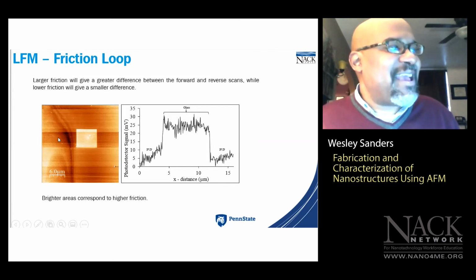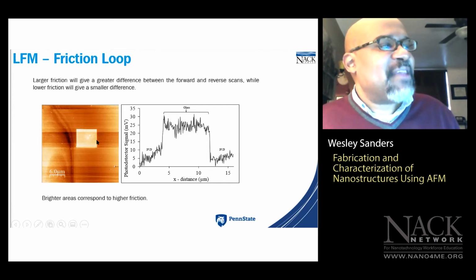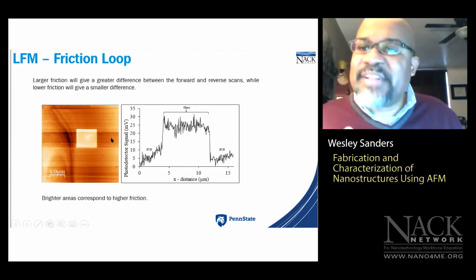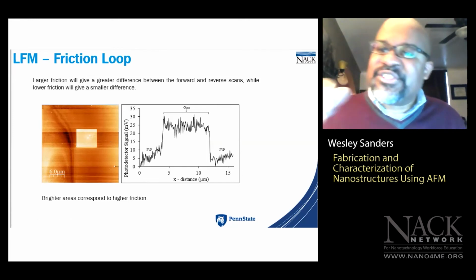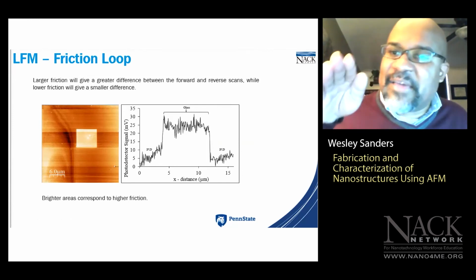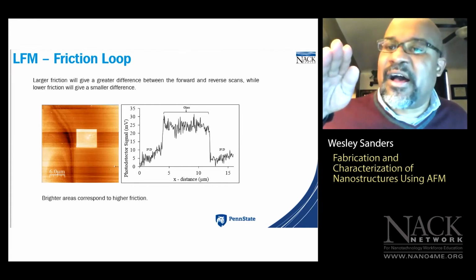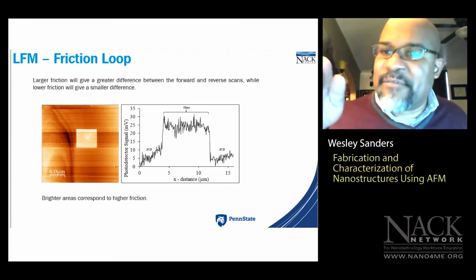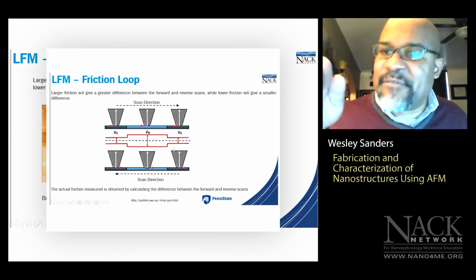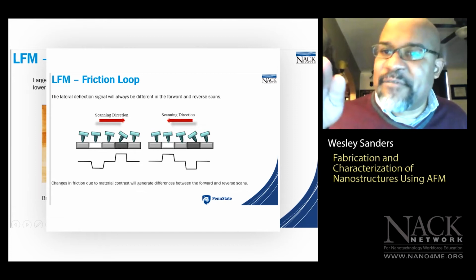So as we're scanning the surface in LFM, we're not changing the sample surface. We're just relying on the twisting motion of the cantilever to tell us what area is rougher. So you're saying that as you're doing this, in one direction you get one friction constant, and in the opposite direction, over the same line, you get a different friction signal. Is that correct? Well, right.